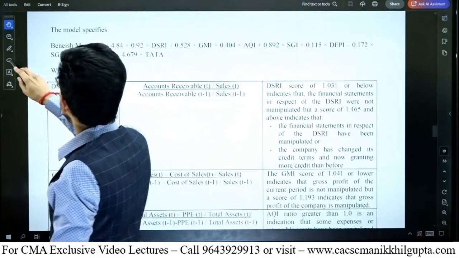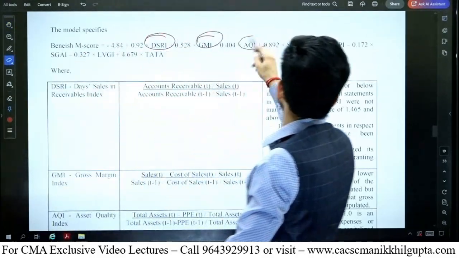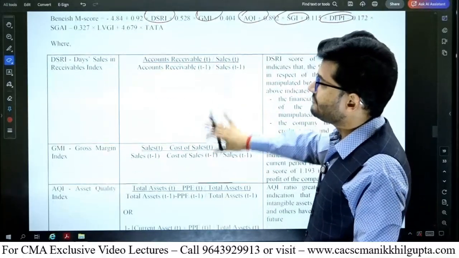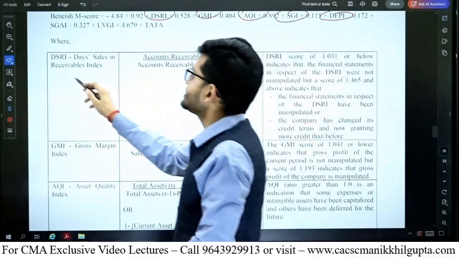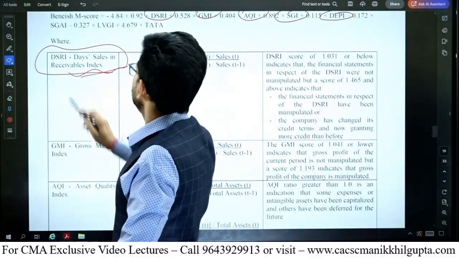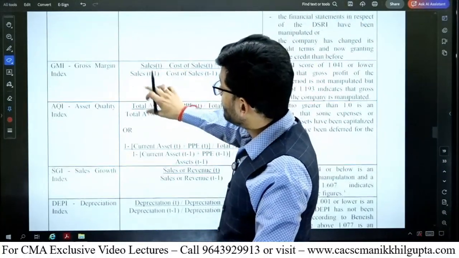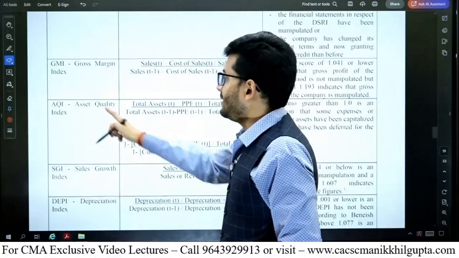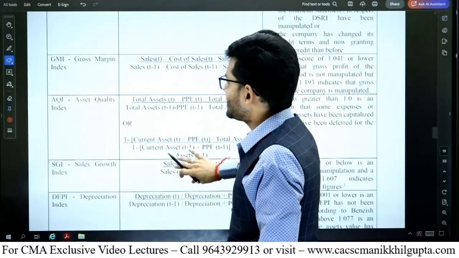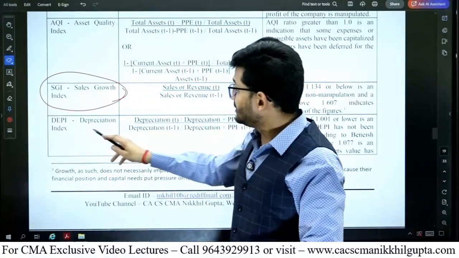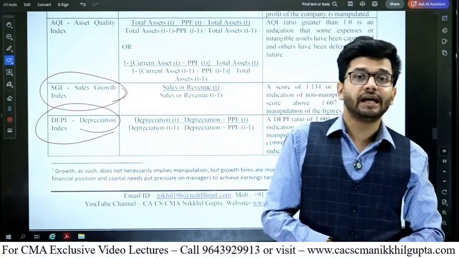DSRI is there, then GMI is there, AQI is there, SGI is there, DEPI is there. So all these have got some significance, some relevance, okay? And this is the relevance. Days sales in receivables index is DSRI. Gross margin index is GMI. Asset quality index is AQI. Sales growth index is SGI. Depreciation index is DEPI, okay?